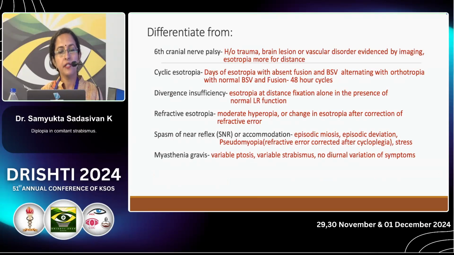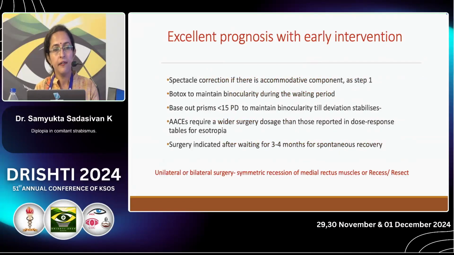And you have to differentiate AACE from these different conditions: sixth cranial palsy, cyclic esotropia, divergence insufficiency, refractive esotropia, spasm of near reflex, and finally myasthenia gravis. With early intervention, this condition has got an excellent prognosis. Spectacle correction has to be considered after going for a thorough cycloplegic refraction and attending to the accommodative component. Botox is a viable option to maintain binocularity during the waiting period.